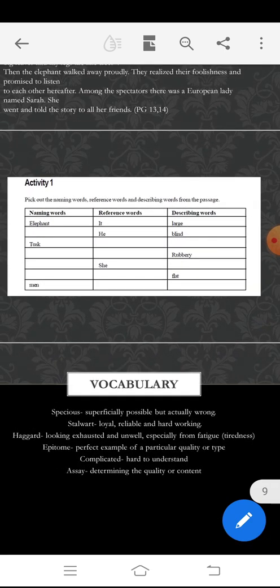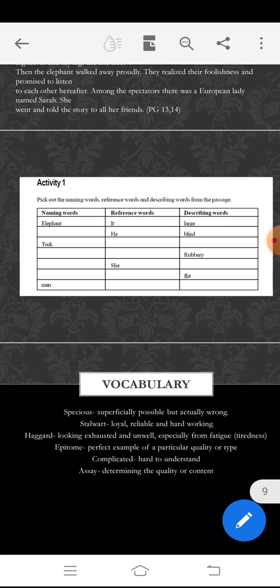Next, I'll try and help you learn new words. So every day we'll be learning at least 6 new words. You've already learned a few words along the reading of the passage. Now I'll give you 6 new words. The first word is specious. Specious means superficially possible but actually wrong. So something that is actually wrong but is presented in a manner that makes you feel like it's possible.